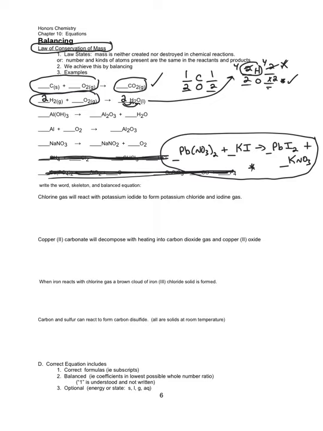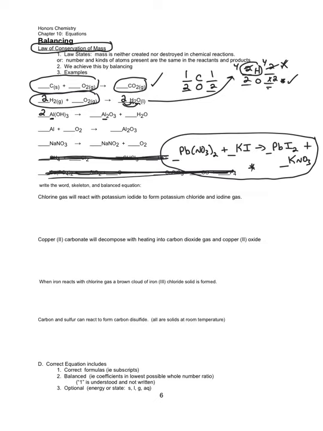Okay? Another technique that we can do is look at each element one at a time. So, one of the first recommendations is to always balance metals first. So I've got 1 aluminum on the left side of the arrow and 2 on the right. So immediately I've got to put a 2 out in front to get the aluminums balanced. Okay?